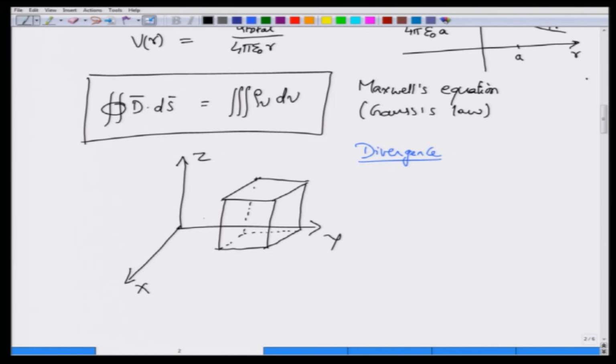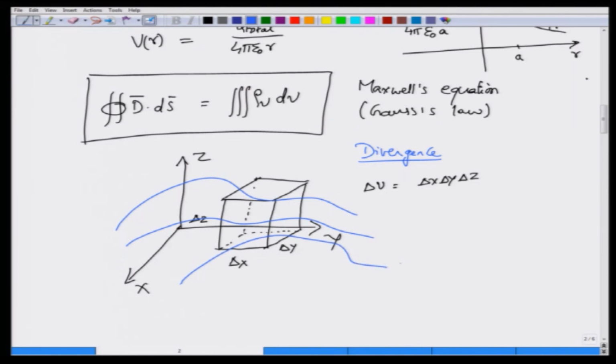This volume element has height delta z, width delta x and another dimension delta y. So, what is the total differential volume? Delta v, that is delta x, delta y and delta z. Let us also assume that there is a D field which is varying as a function of x, y and z, and we are going to consider the variation of D inside this volume in order to evaluate the left hand side, but we will assume that this volume element delta v is very small.